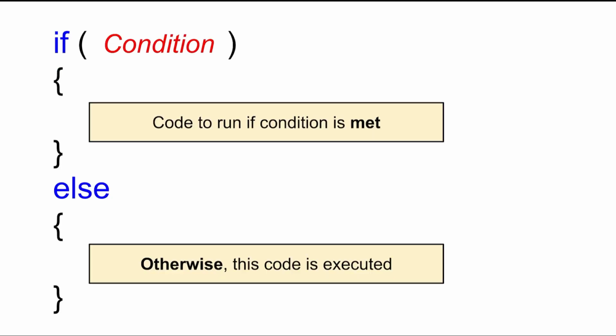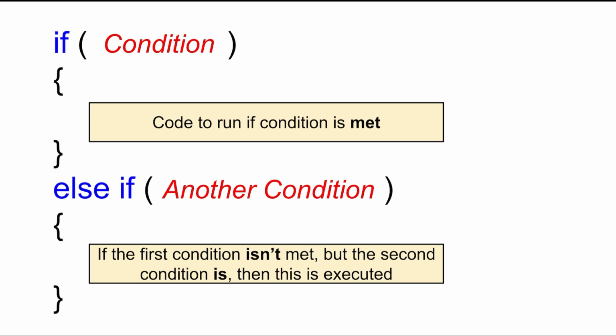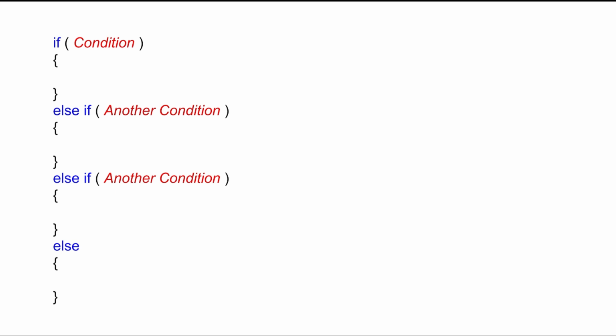And if that condition isn't met, then we can also tag on an else statement. So just after the first pair of curly brackets, write the word else and then another pair of curly brackets. And any code inside that else statement is executed if the condition isn't met. And we can even create an else if statement. So if the first condition isn't met, but the second condition is met, then that second else if statement's code is executed. And we can carry on doing this loads of times, and finally, if we want, tag on an else statement at the end.